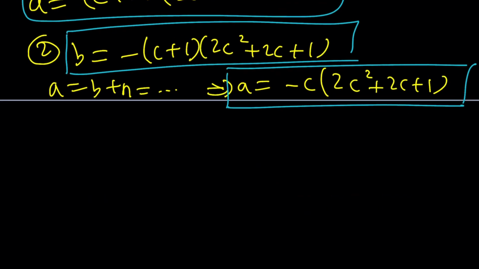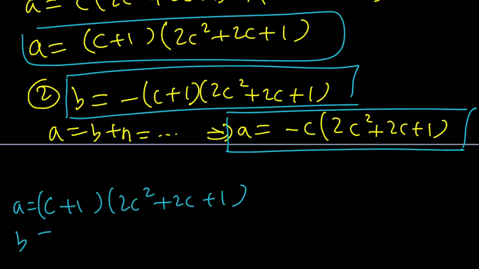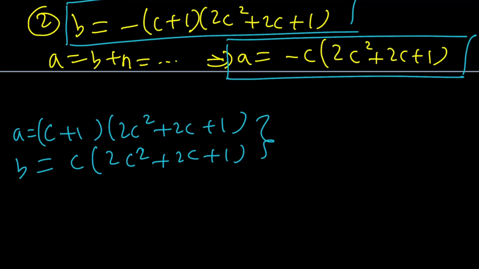Now let's go ahead and take a look at some special cases. Let's take the first one. a equals c plus 1 times 2c squared plus 2c plus 1, and b equals c times the same thing. And now I'd like to replace c with 1 because I can pretty much use anything for c. If c is equal to 1, from the first one I get a equals 10 and b equals 5. Maybe I should just use a comma because they don't necessarily imply each other.